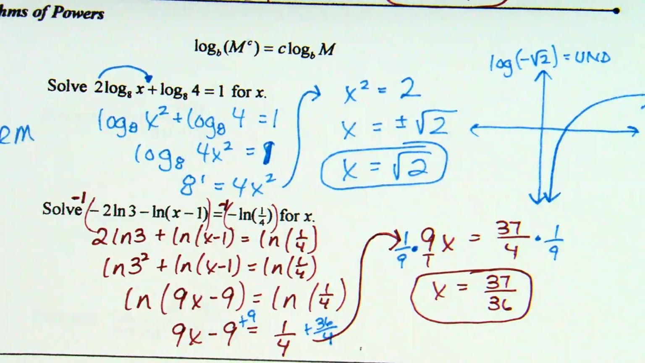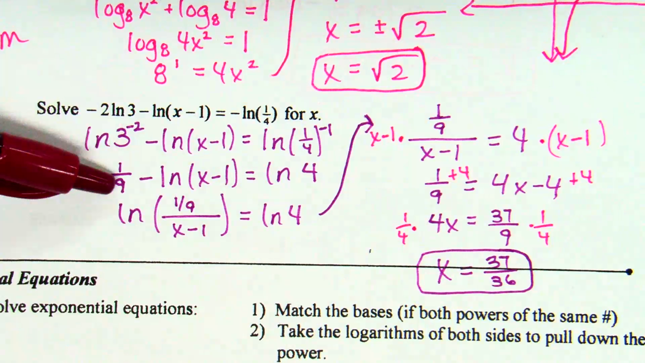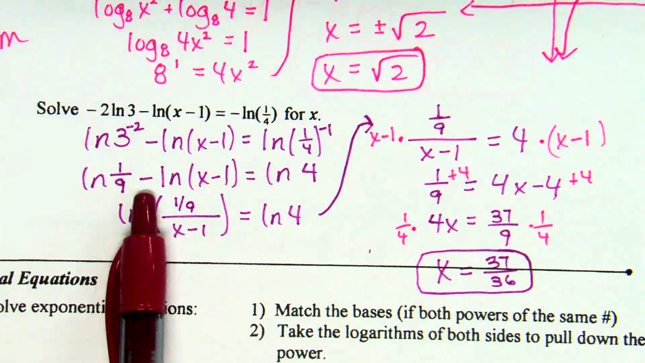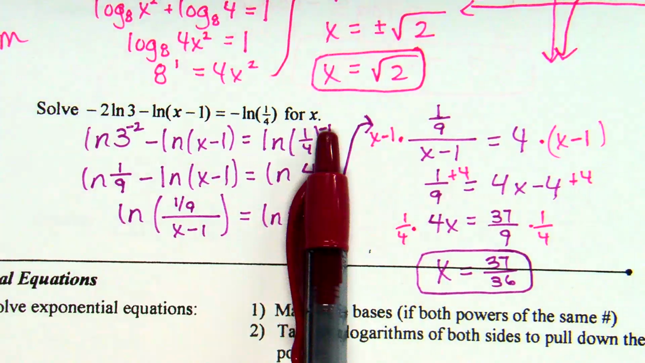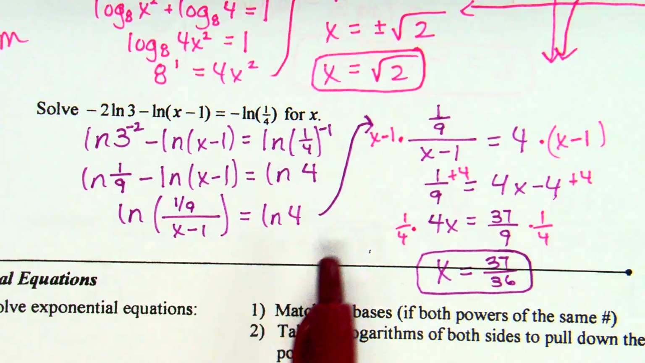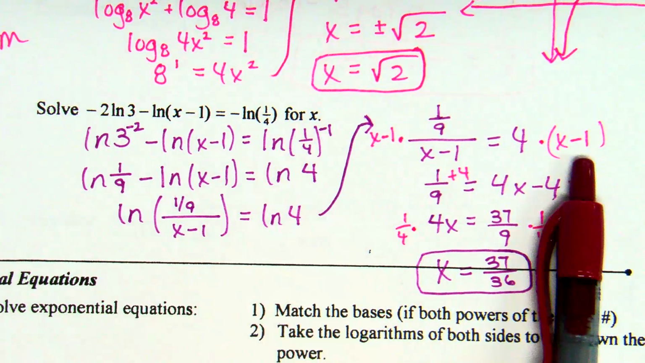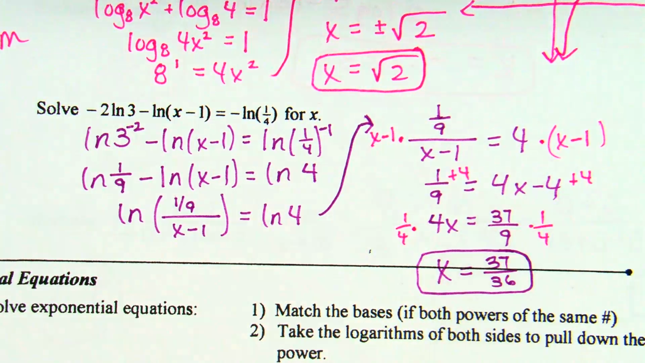What I did is I took negative 2 to the power, so 3 to the negative 2 makes it 1 over 3 squared, or 1/9. Then you have these two being subtracted, so I rewrote them as division. 1/4 to the negative 1 flips it and makes it 4. So now you have insides equal to each other, multiply the x minus 1 over, distribute, add the 4 back over. It's a little bit of an uglier beginning.